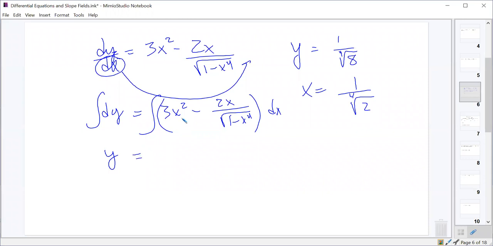And then what is the integral of 3x squared? X cubed. Mm-hmm. And then this one's a little bit more difficult. So for this one, we hopefully see a nice little substitution we can use here. So we're going to rewrite this as its own integral for now.